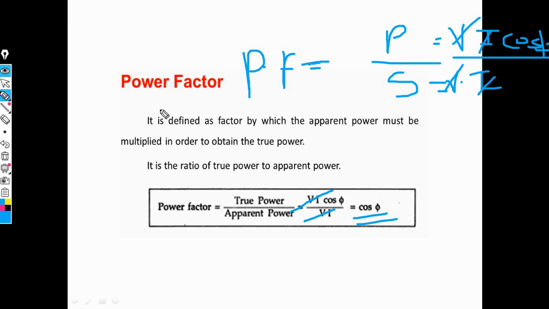Power factor is defined as the cosine of the angle between voltage and current. That is, power factor is defined as the cosine of the angle between voltage and current. Okay. Now these are the four important definitions: apparent power, active power, reactive power and power factor.